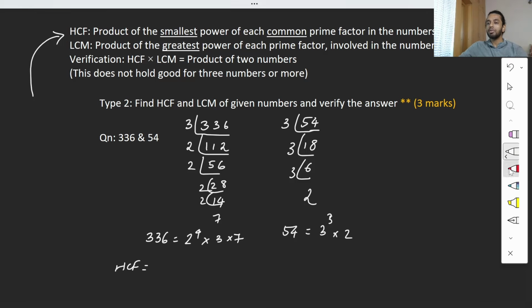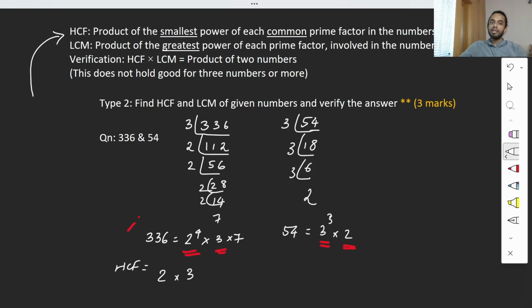This means that we should take only the common prime factors. So when we compare the two values, we can see that 2 is common and 3 is common. 7 is not present in the other, that is the prime factorization of 54. So now we just write them once. We write 2 once and 3 once.